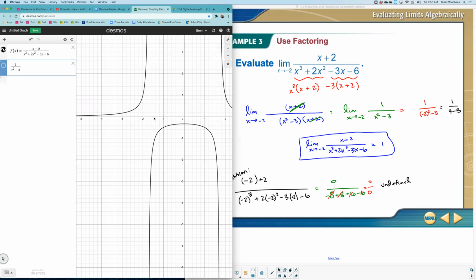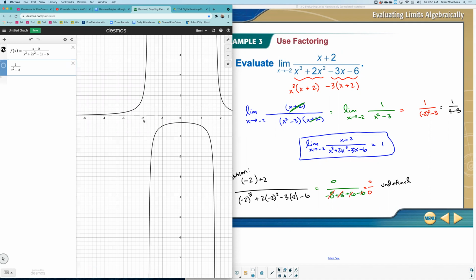Okay, I see what I'm doing wrong here. I was thinking -2 was where this vertical asymptote is. As I look closer, I see that -2 is not the asymptote, it's in between. That -2 value approaches the y value 1, which is exactly what we got here. As you approach -2 from the left and the right side, it approaches this y value of 1.